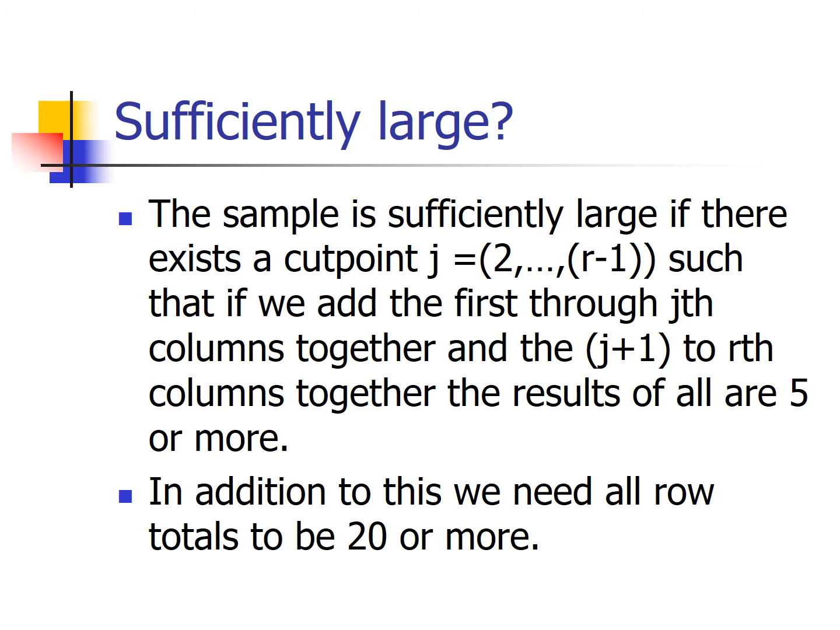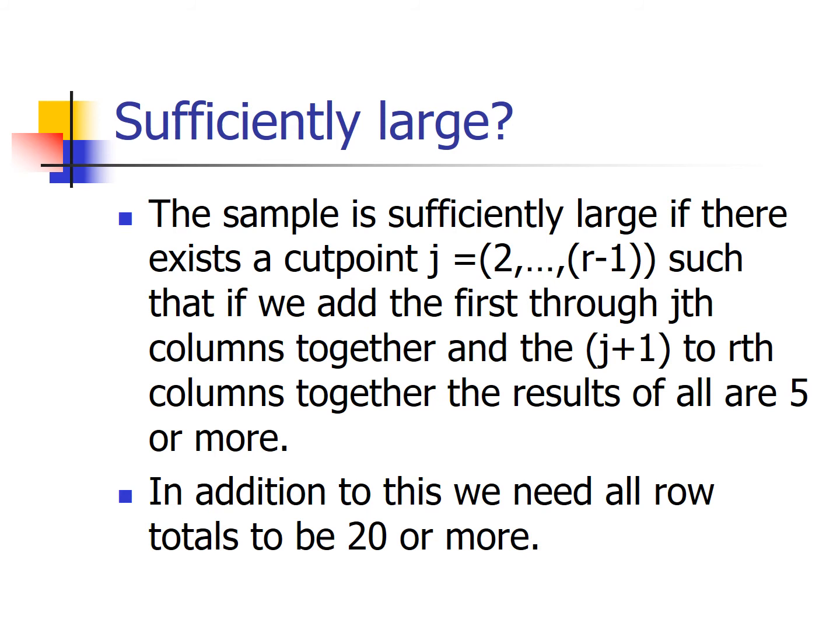Now, what do we mean by sufficiently large? So first, we would use the row mean score test whenever the columns are ordered and the rows are not, but we also need a sufficiently large sample size to justify using our chi-squared approximation. There's two things that we need, and we need both of these two. The second one's easy. We need the row totals to be 20 or more.